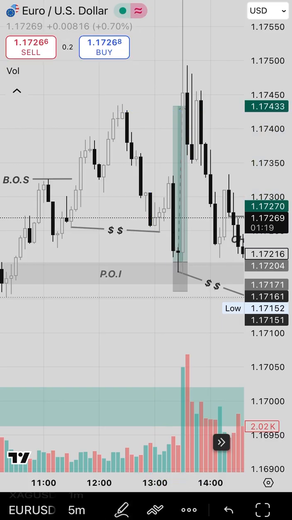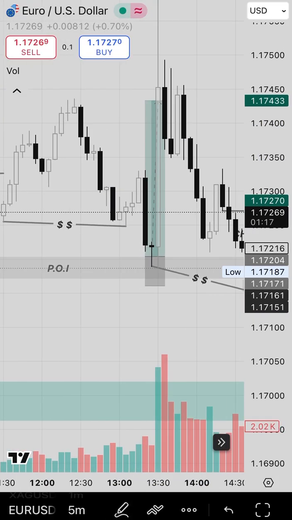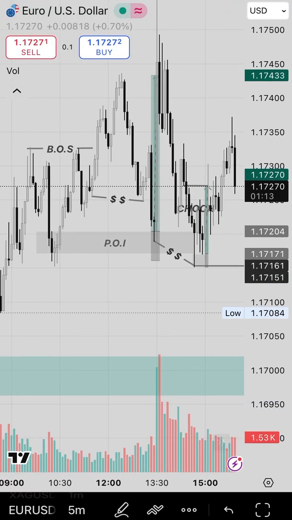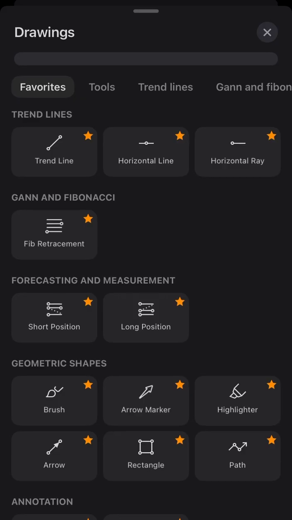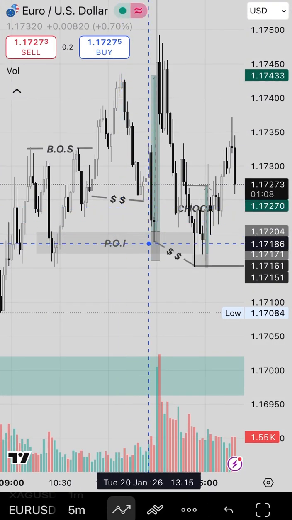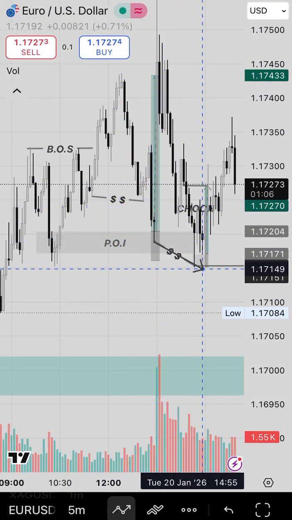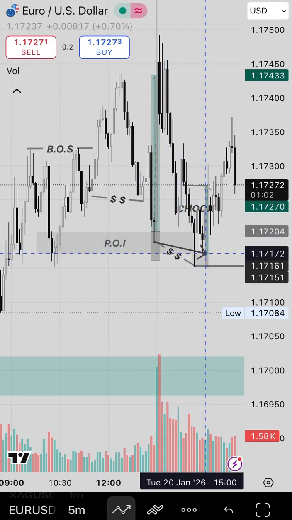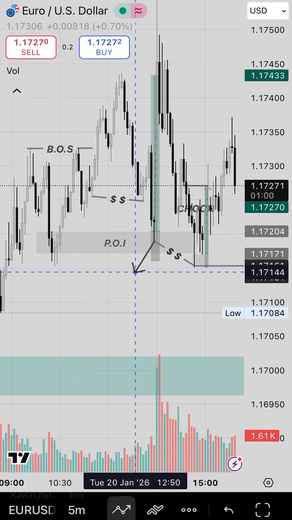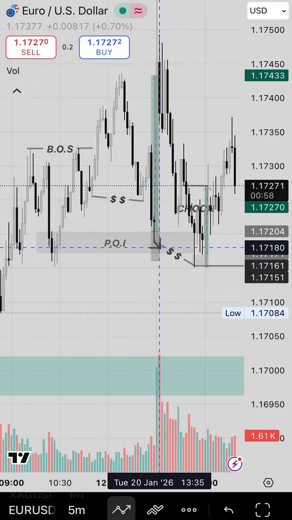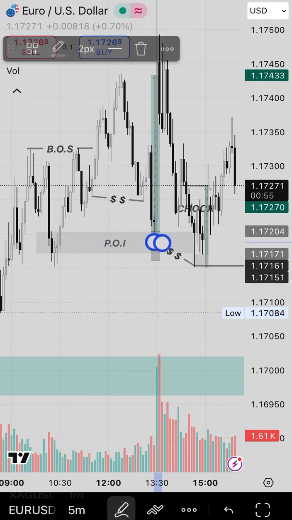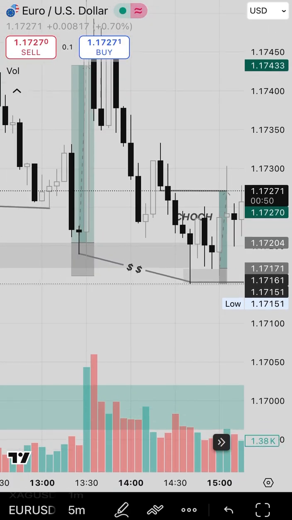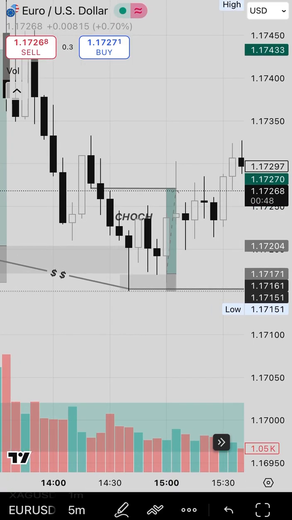Now, what did market do? Market later came down to clear this liquidity again, to clear this liquidity here. This is a liquidity sweep. This is a complete liquidity sweep here, even clearing this one here. So after market cleared out liquidity, then what happened?